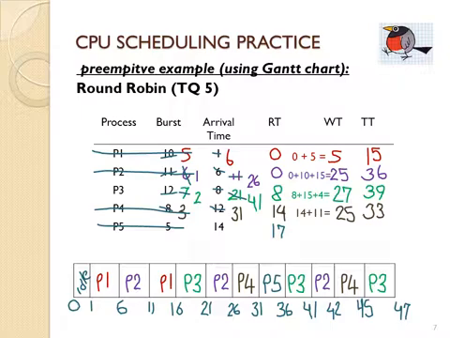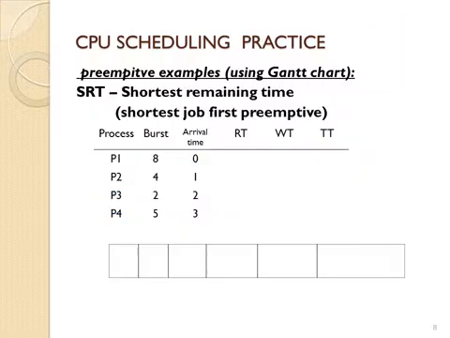And P5 waited 17 time units before the first time it got on the CPU, finished at time 22, and it waited a total of 17 time units. And then if you take these three calculations, for 5 processes, and divide them by 5, if you add all this up and divide it by 5, you will get the average response time, the average wait time, and the average turnaround time.